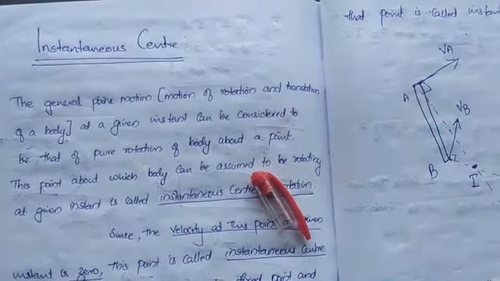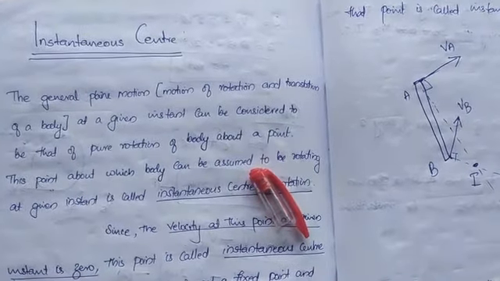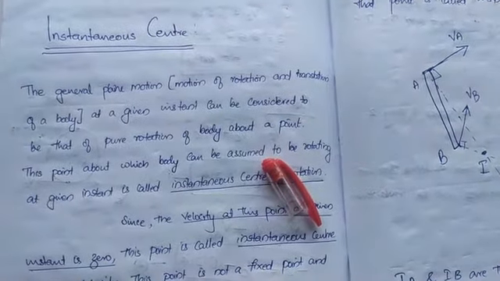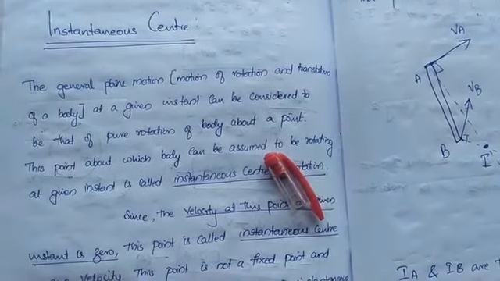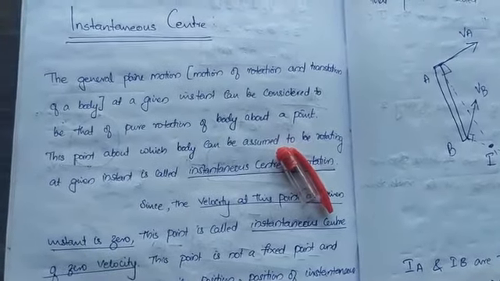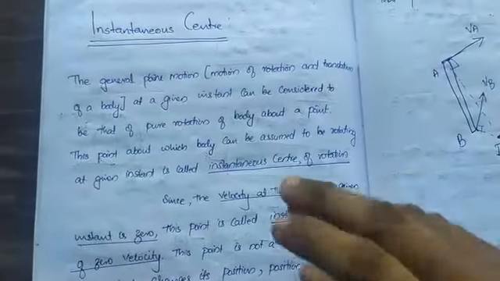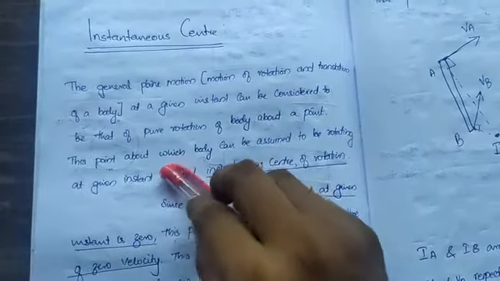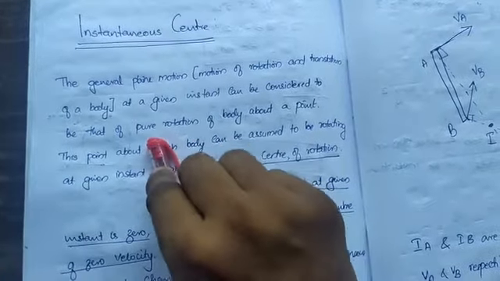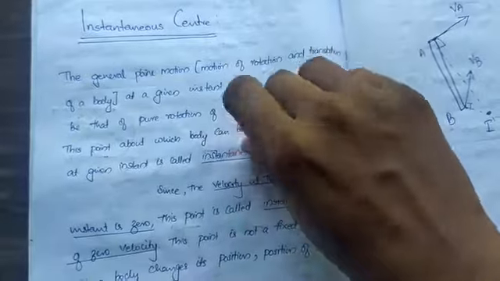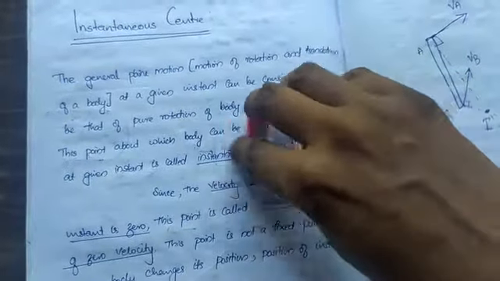Good morning, students. In the last lecture, I was explaining the general plane motion and the method to find the velocities at each point in a general plane motion. Now, what do you mean by a general plane motion? A body is moving in translation as well as in rotational motion, right?